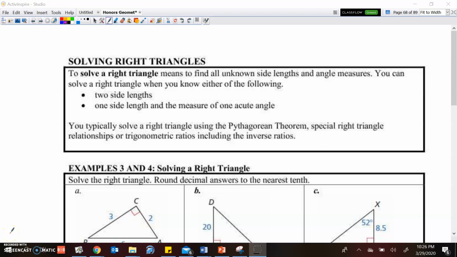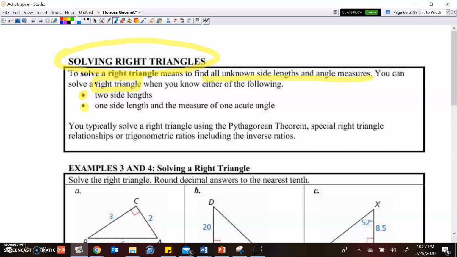All right, so the last bit of 9.6, we're going to be solving right triangles. What it means to solve a right triangle is to go ahead and find all unknown side lengths and angle measures. And as long as you know at least two of the sides, you can do this, or one side and then the measure of one acute angle, because again, this is always within a right triangle that we're talking about.